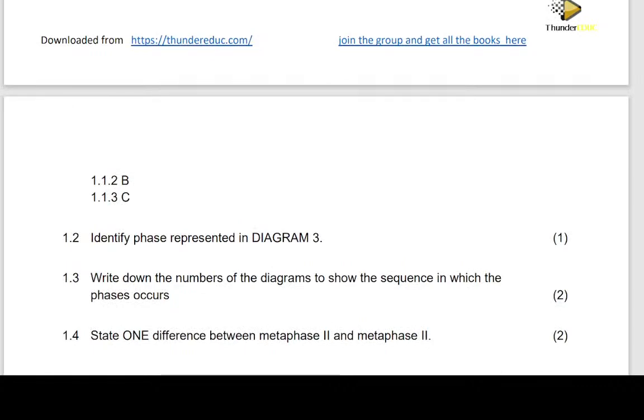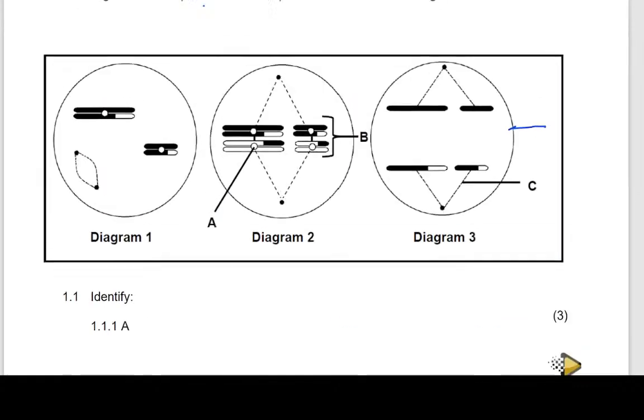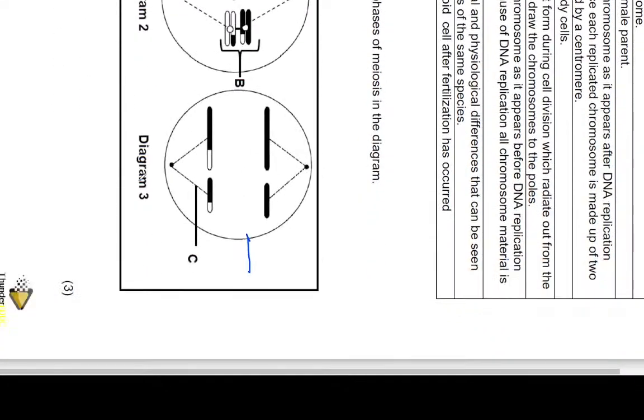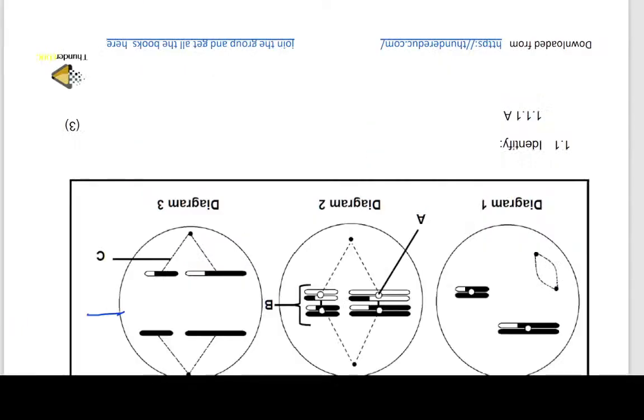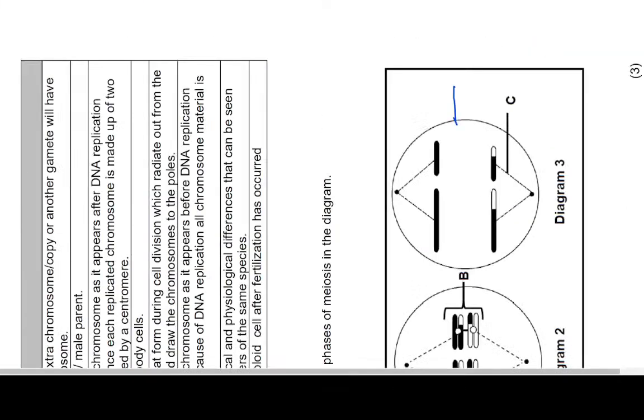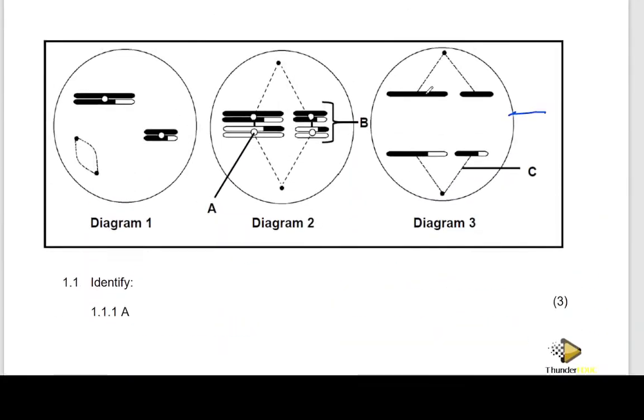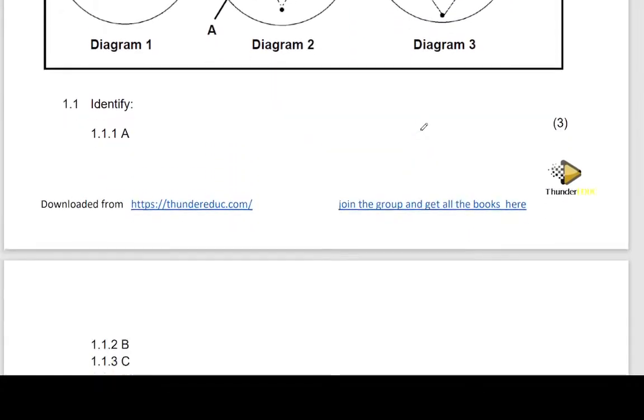Identify the phase represented in diagram 3. When you come to diagram 3, these are supposed to be inside, so rotate your paper and you see they're inside. You see the space? It means that the chromosomes are apart. Because they are single, it is meiosis 2. Because they are apart, it means anaphase. Therefore, the phase is anaphase 2. So the answer becomes anaphase 2.